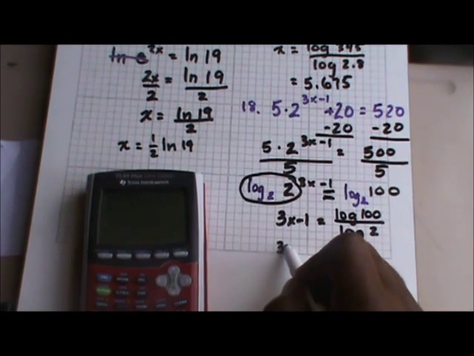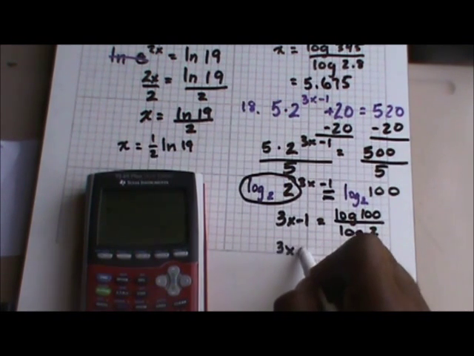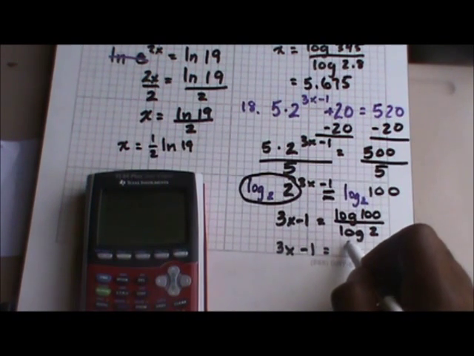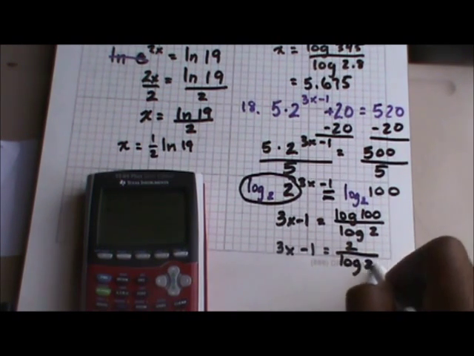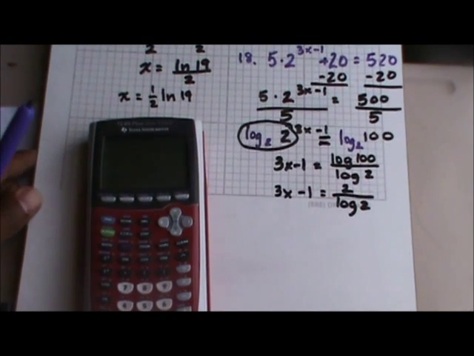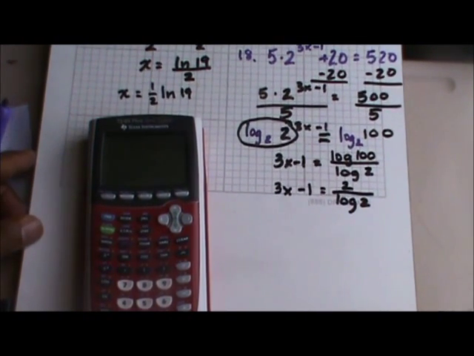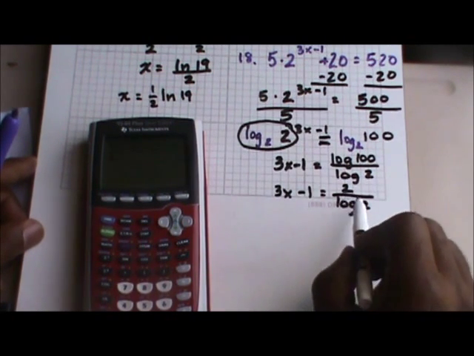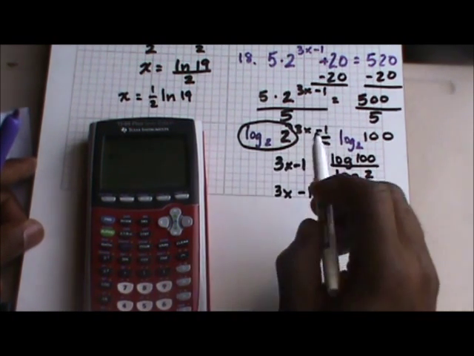So that becomes 3x minus 1 is equal to 2 over log base 2. Now, if you don't feel comfortable with that, leave it as log 100. We're still solving, and they do say we can use a calculator. I try to use a calculator at the end.